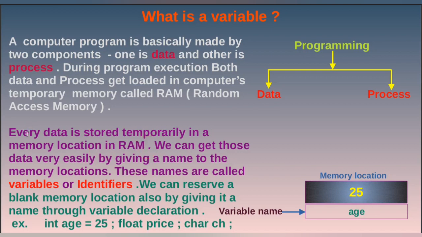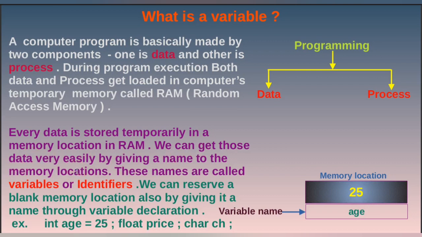and the data which we use in our programs is stored temporarily in the RAM, and the code which we use in our programs is also stored inside the RAM. Means everything of the program is stored in the RAM. If we want to get those data, we can get them very easily by giving a name to the memory locations.